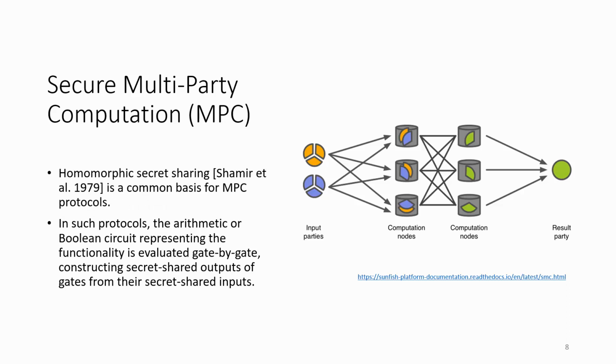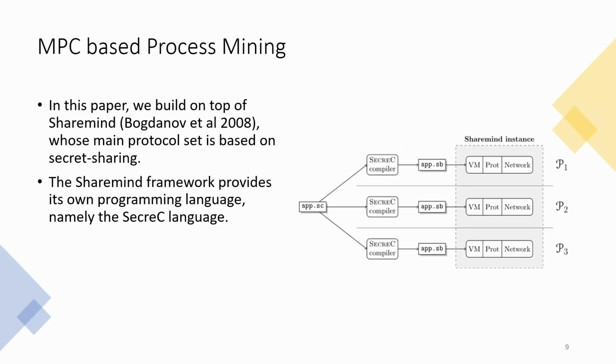Homomorphic secret sharing is a common basis for multi-party computation protocols. In such protocols, the arithmetic or Boolean circuit representing the functionality is evaluated gate by gate, constructing secret shared outputs for the gates from their secret shared inputs. Each evaluation requires some communication between the parties. Several frameworks support such deployment of multi-party computation and provide APIs to simplify the development of privacy-preserving applications.